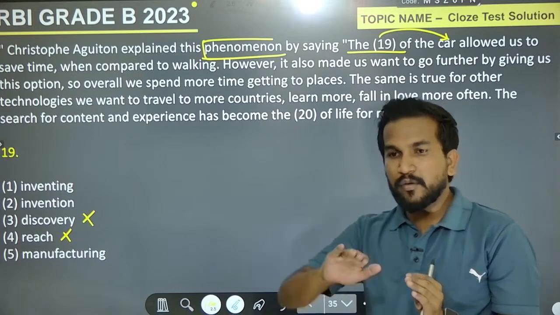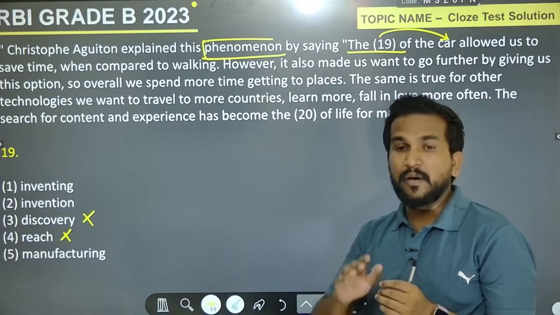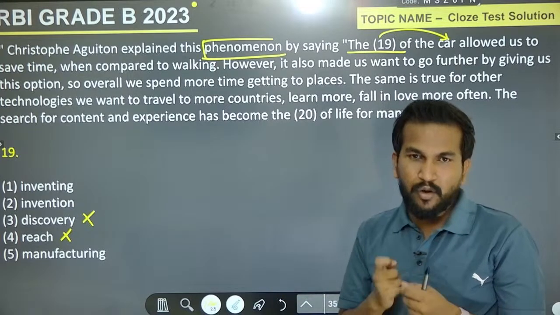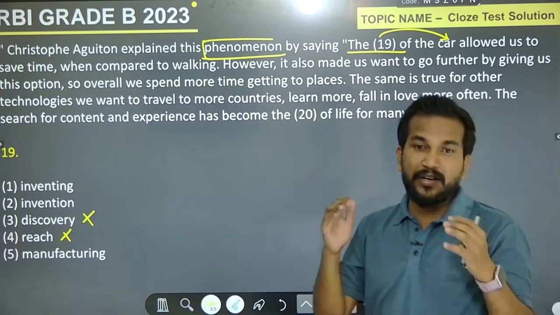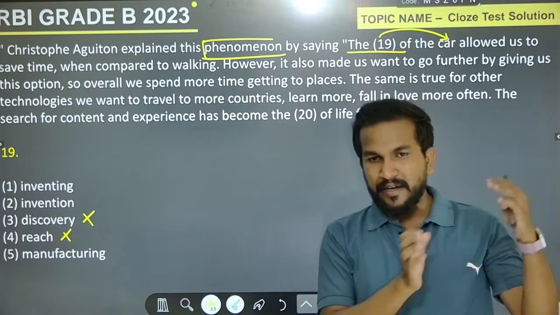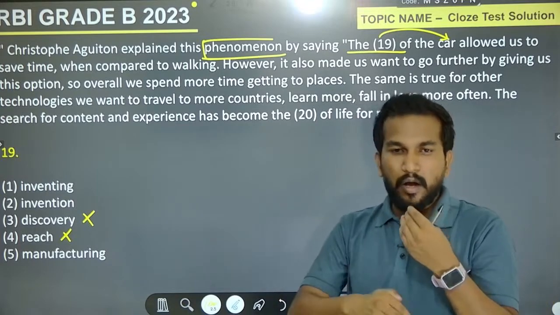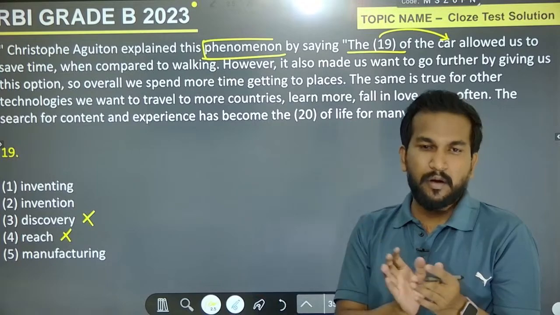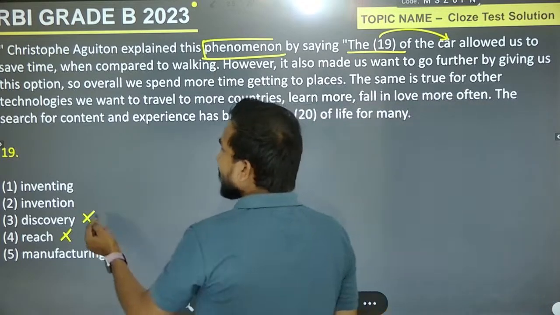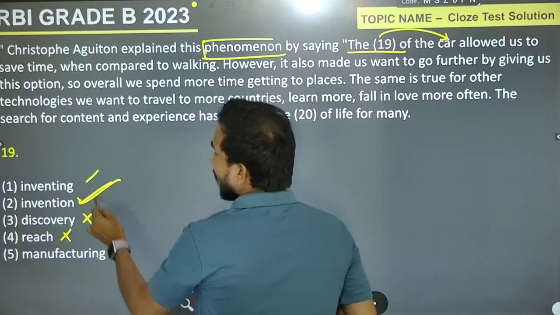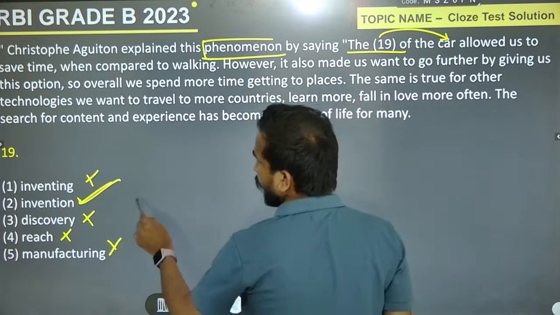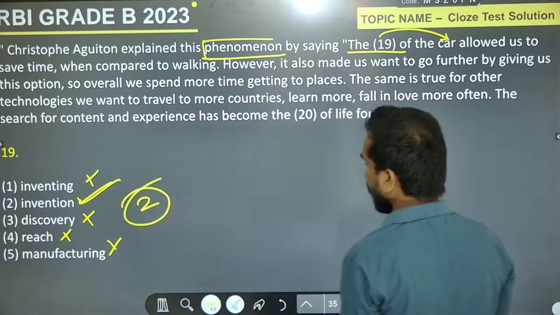Yeah, definitely you can manufacture, but what we are talking about? We are talking about the initial stage of car, the initial stage of technology, and that was invented. We invented something that we didn't have already, and after that we went for the invention, and that was the invention related to the car. So it must be the invention of the car, the invention of the car allowed us to go. So it must be the second one.